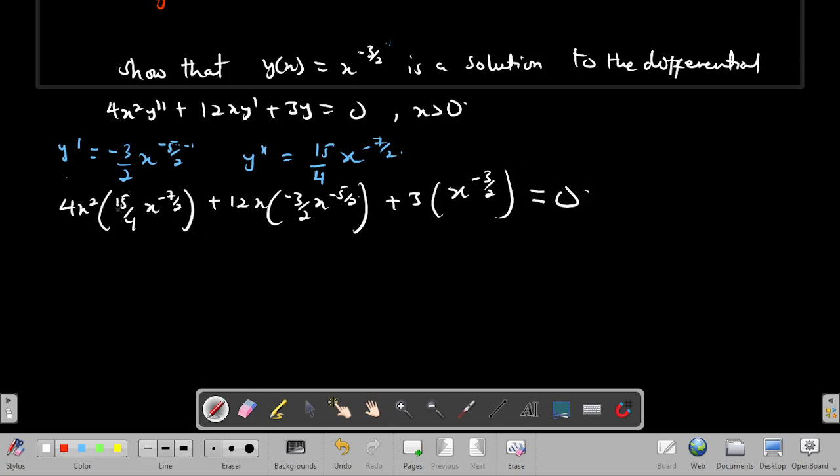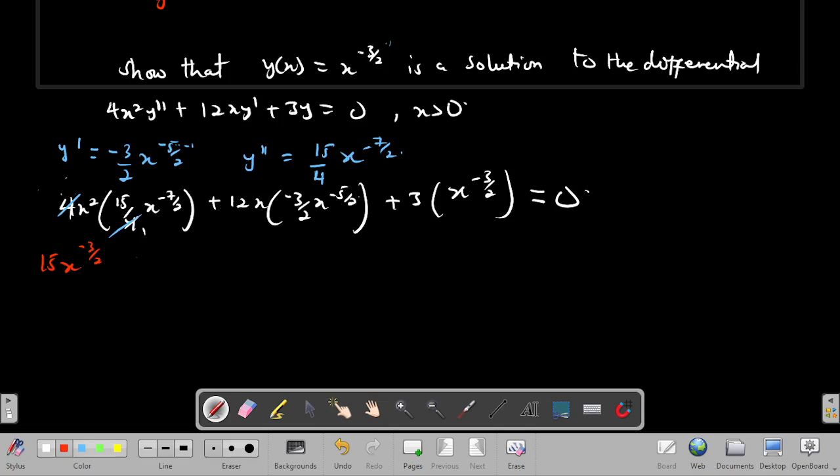So here it is simple. 4 cancels this 4 here, right? Now I have x squared and I have this. So 15 is 15. Then x, but the power becomes 2 minus 7 over 2. That gives me negative 3 over 2.